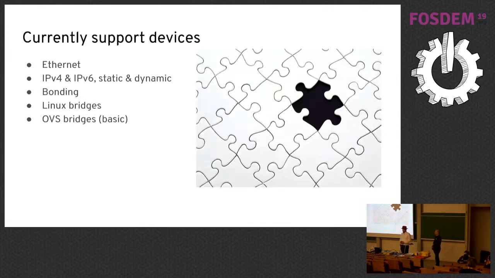Currently, we support the basic settings as a proof of concept to ensure that we can work with everything. So Ethernet devices, of course, with basic and dynamic IP configuration, and bonding, Linux bridges, and initial basic support for OVS bridges. But it will be easy to extend this to everything that Network Manager supports. And of course, we'll also add other devices if necessary.